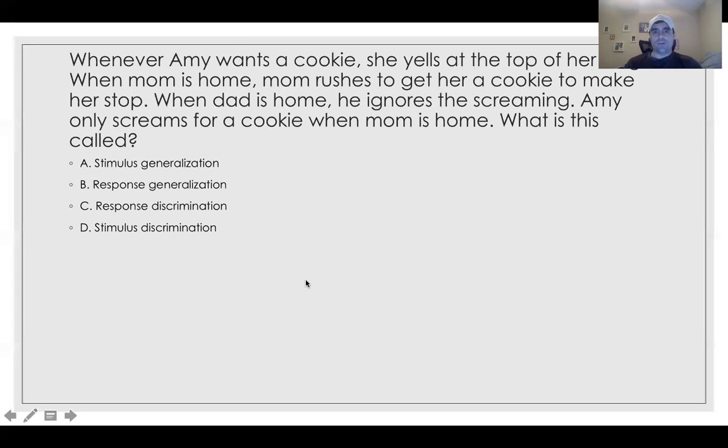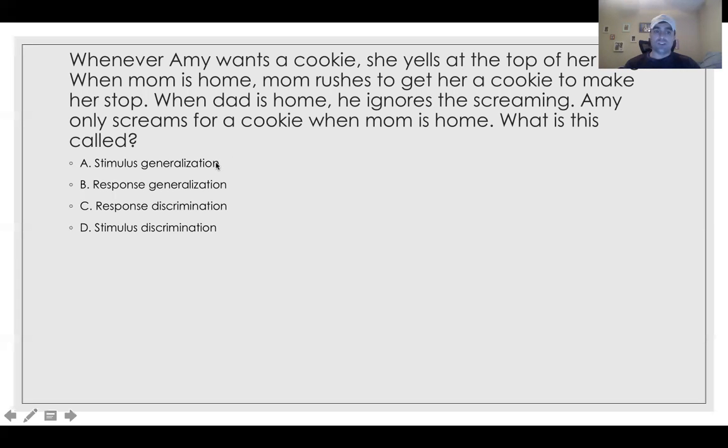When Amy wants a cookie, she yells at the top of her lungs. When mom is home, mom rushes to get her a cookie to make her stop. When dad is home, he ignores the screaming. Amy only screams for a cookie when mom is home. What is this called? So what is happening here? Think about it. Mom's home, Amy screams, cookie. Dad's home, Amy screams, dad ignores. In what situation is Amy being reinforced? When mom is home. So Amy has learned to only scream when mom is home.